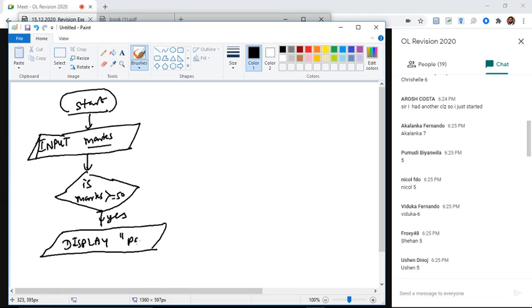double quotation pass. Right? If it is no, then again a parallelogram, display fail. Okay, then what will happen here?